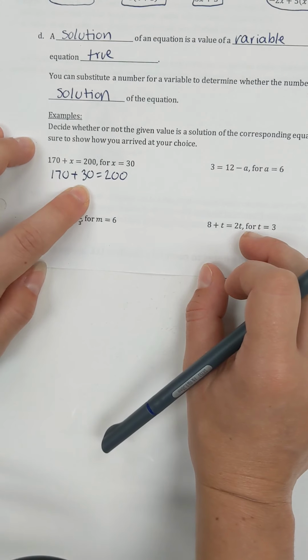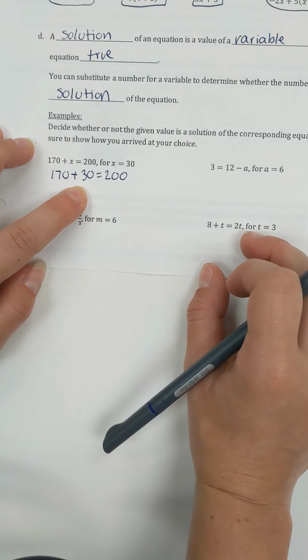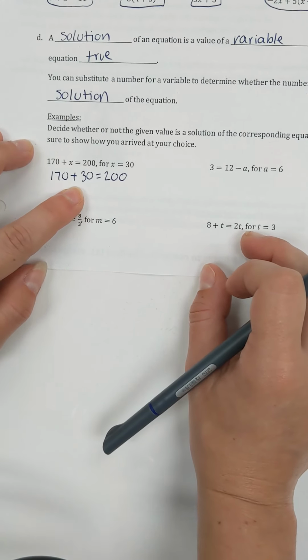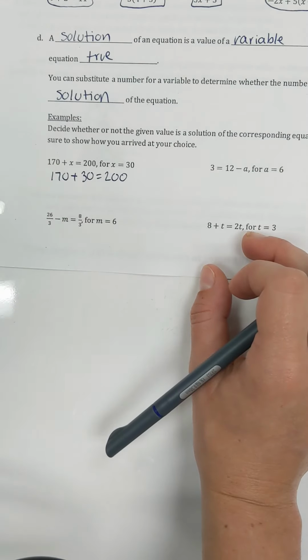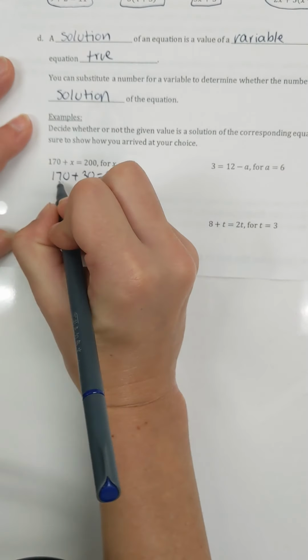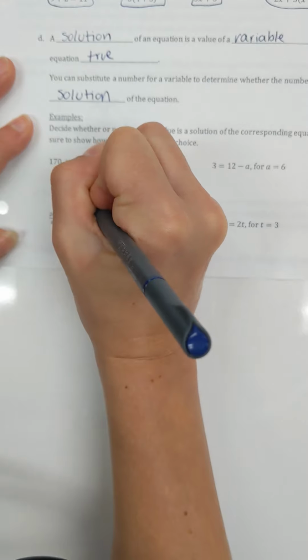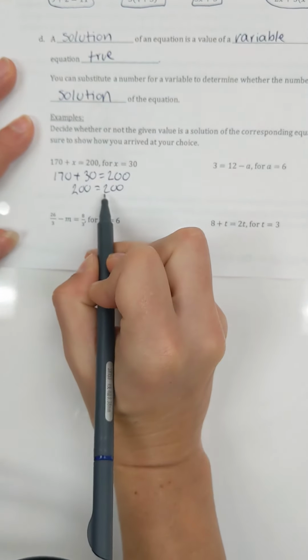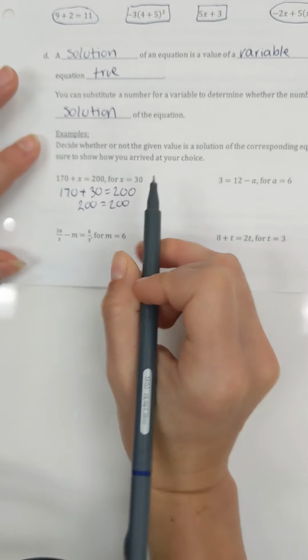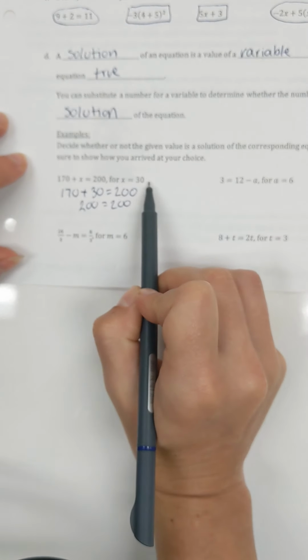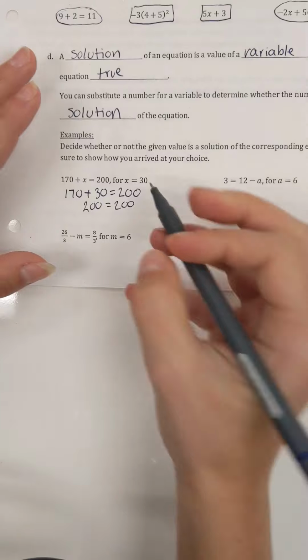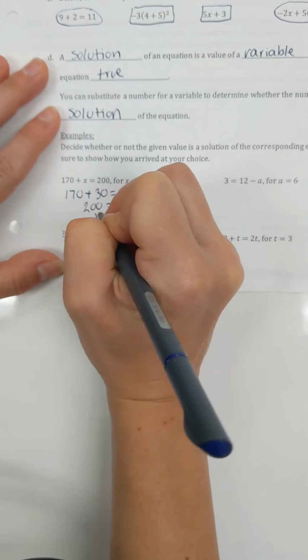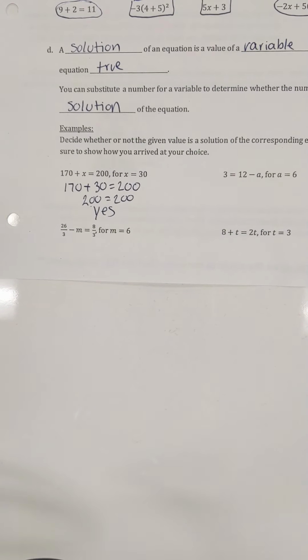You're going to do 70 plus 30 in Desmos, or if you already know it on your own or you can work it out, that's great. Either any of those options. So when you do 70 plus 30, you should have gotten 100. So I have 100 equals 200. So the question is x equals 30 a solution? The answer would be no, because 100 does not equal 200.